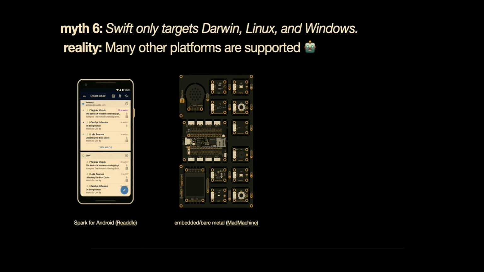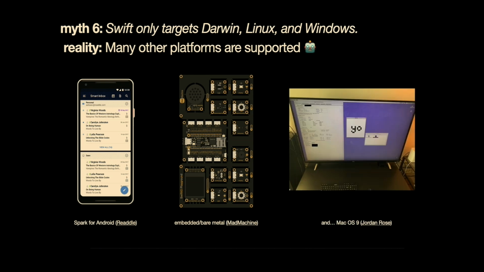Another example is embedded or bare metal. So there's this company called Mad Machine that makes hardware boards on which you can run Swift code. You can also do this, and this isn't mentioned in the slides, with a Raspberry Pi. There's also some projects out there to support cross-compilation for Arduino. So if you're making a hardware project, maybe Swift is a good language for your next one. Finally, if you're using macOS 9, I don't know why you would use macOS 9 again, but just to show that it can be done, Jordan Rose, who used to work at Apple, built this toolchain where you can actually compile Swift code for macOS 9.